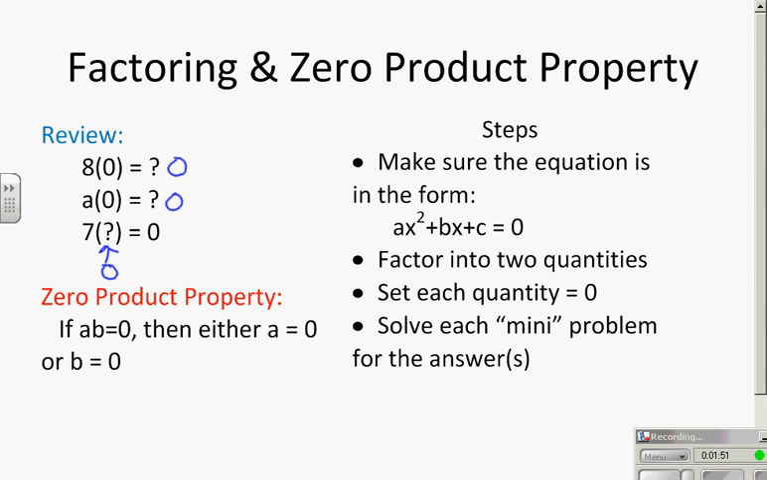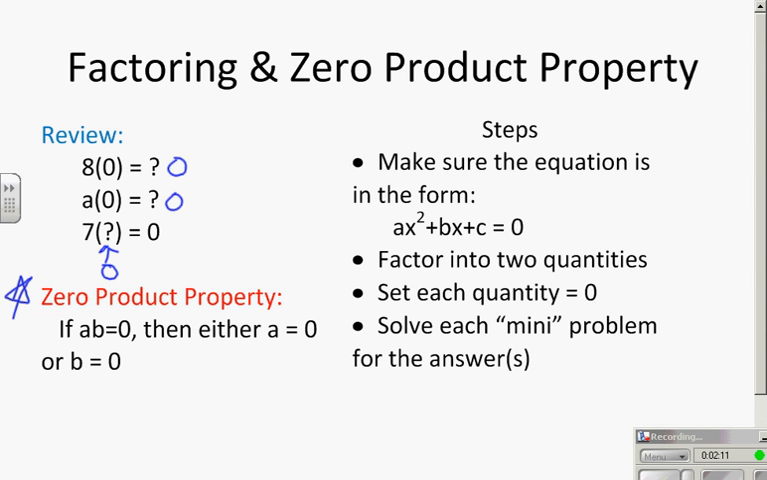It says if a times b equals 0, then either a is 0 or b is 0. One or the other of them must be 0. It's the only way to get 0 under multiplication. This is what we use to solve quadratic equations.